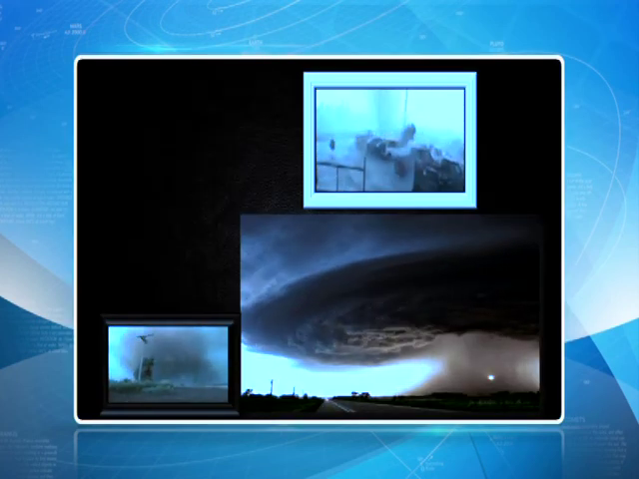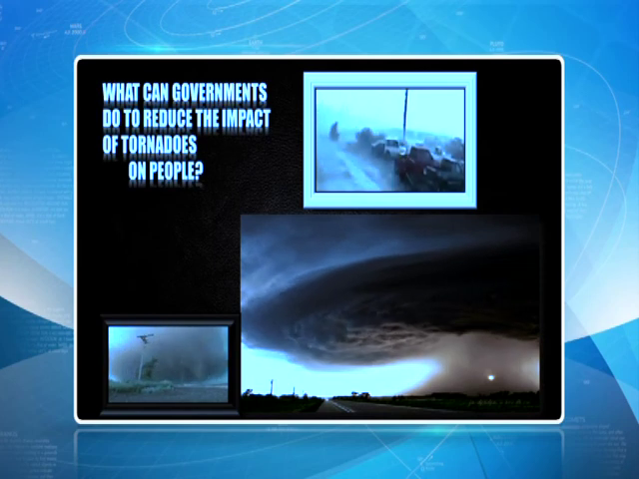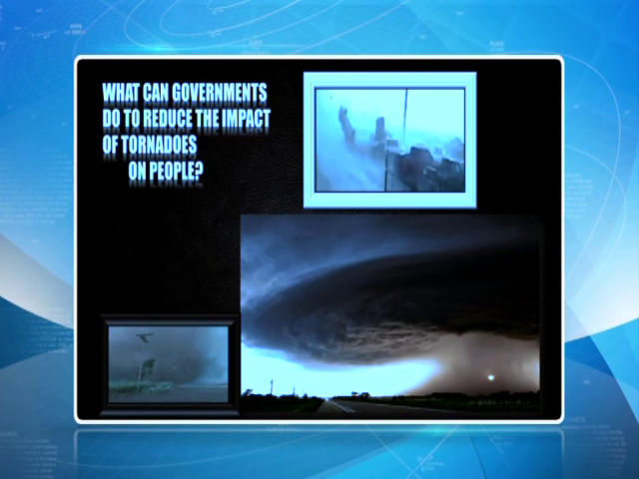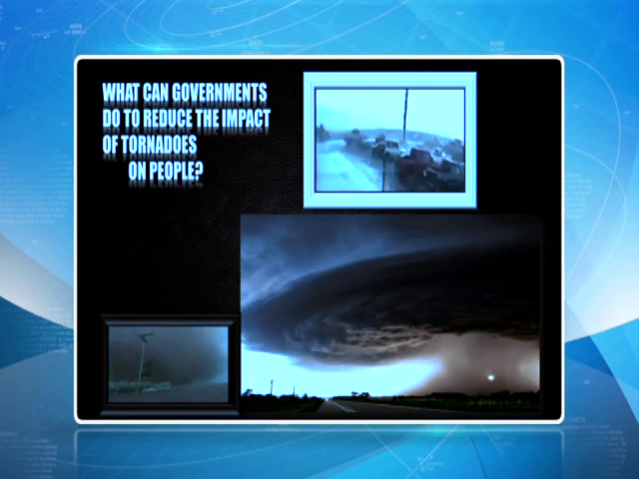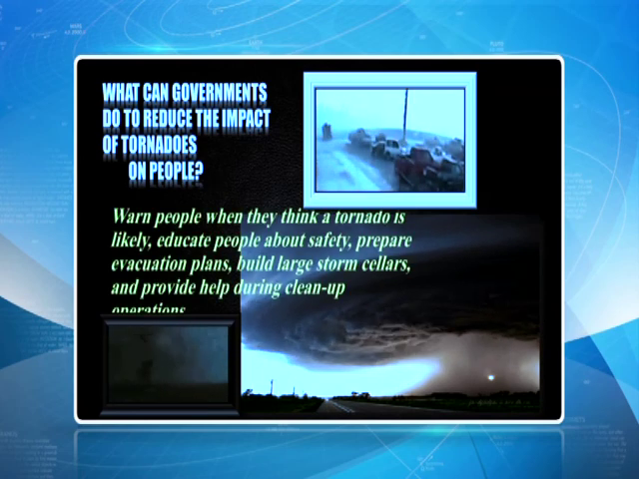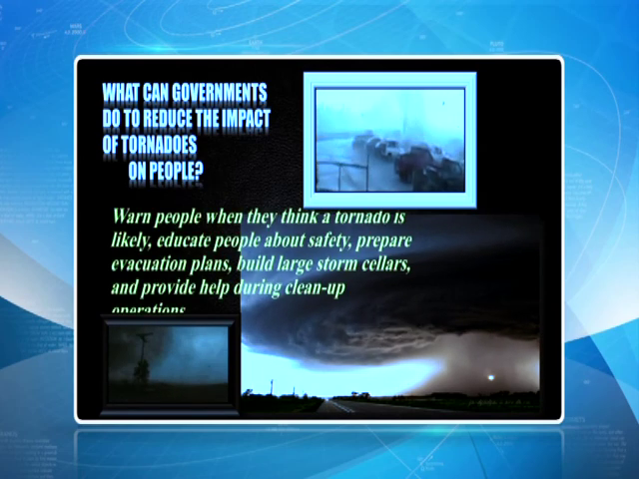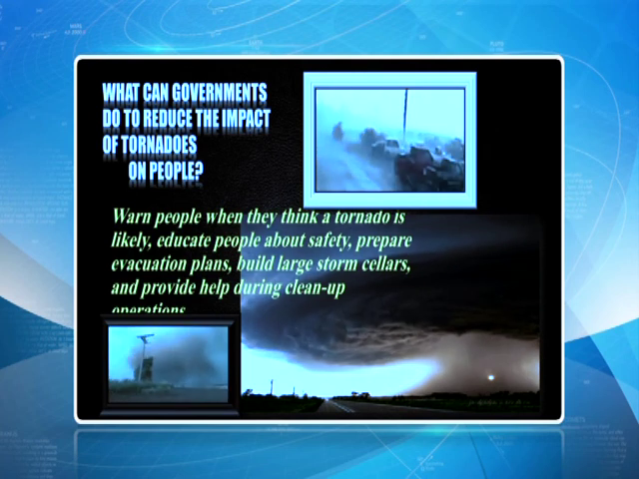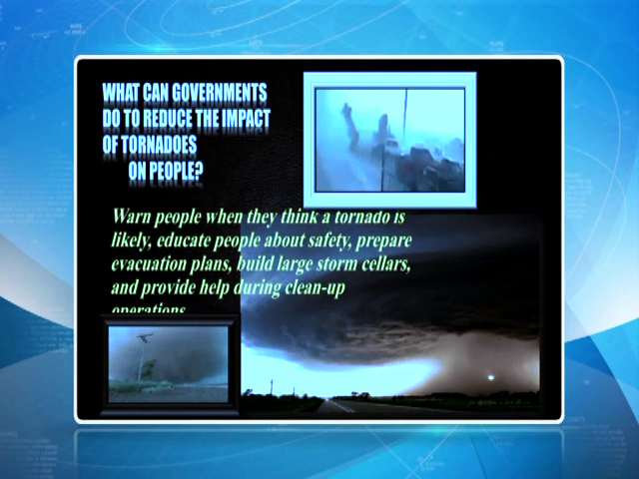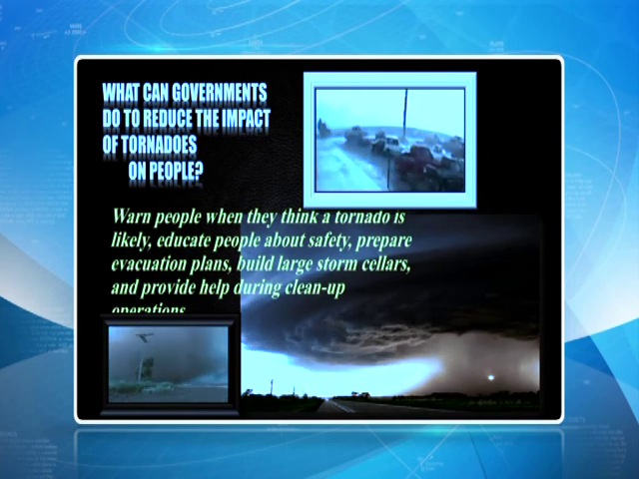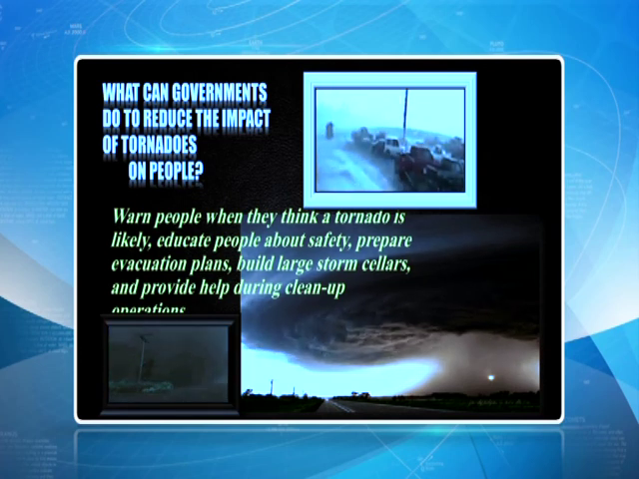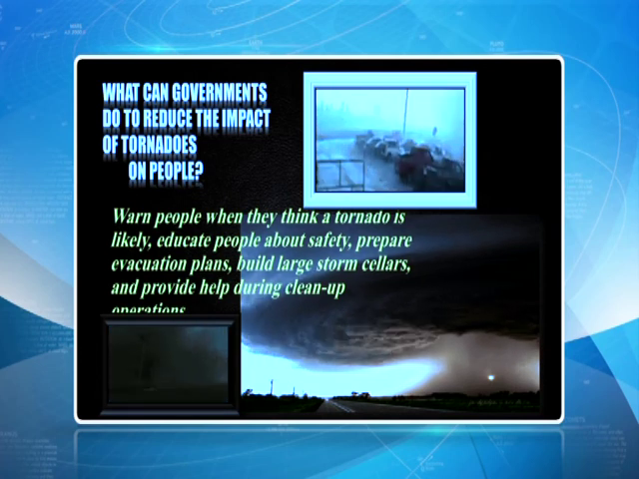Our fourth question. What can governments do to reduce the impact of tornadoes on people? The governments can help, right? How? By warning people when they think a tornado is likely, or educate people about safety, prepare evacuation plans, build large storm cellars, and provide help during cleanup operations.